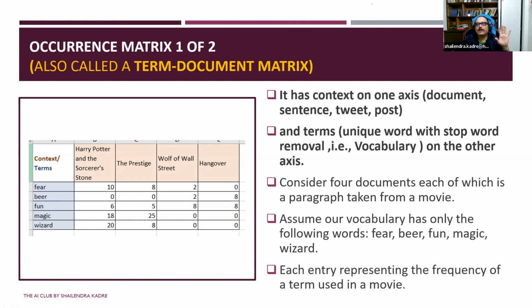Usually 5 words will never be there. Your words may be 5,000, 500,000, or even 1 million if you analyze this kind of movie reviews. But right now, just to keep things simple, suppose your bag of words has only 5 words after all pre-processing: fear, beer, fun, magic, and wizard. Only these 5 words are there.